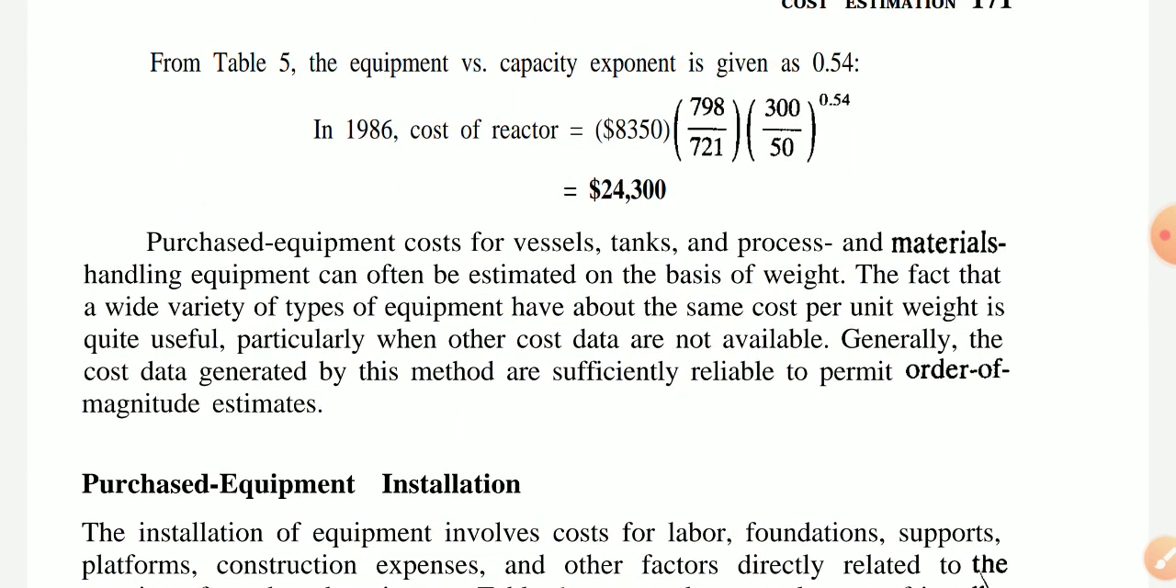And the purchased equipment cost for vessels and for process and materials handling equipment can often be estimated on the basis of weight. The fact that a wide variety of types of equipment have about the same cost per unit weight is quite useful, particularly when other cost data are not available. Generally, the cost data generated by this method are sufficiently reliable to permit an order of magnitude estimate.